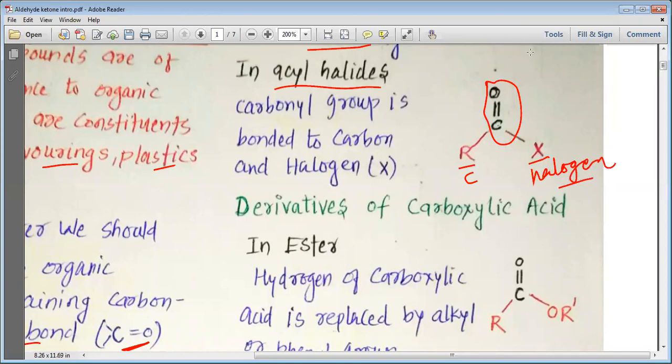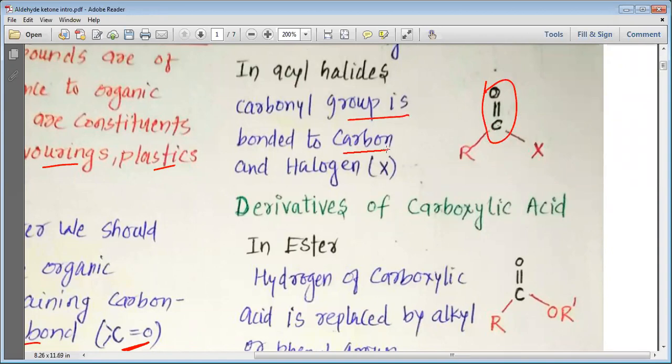You know, my dear students, in group 17 of the periodic table, we study the halogens. They are mostly fluorine, chlorine, bromine, iodine. Generally, chlorine and bromine are bonded, but even if fluorine and iodine are bonded, we call them acyl halides. These are all considered halogens. In an acyl halide, you can see that the carbonyl group is bonded directly to the carbon and halogen.